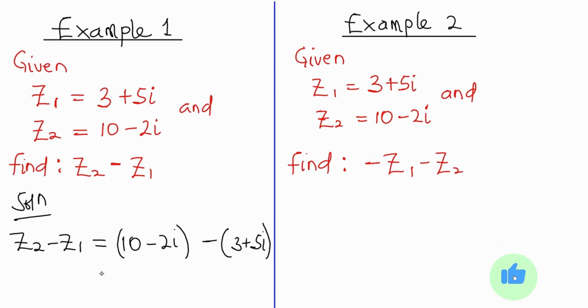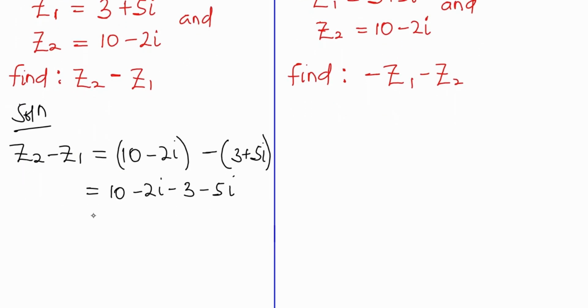Now the next step here is to expand by taking into consideration the minus. So this becomes minus 3 minus 5i. So when we expand this, we have that. Now we are going to group items. The real part first, that becomes 10 minus 3, and then the imaginary part, minus 2i minus 5i. What we have to do here is simplify, that becomes 7, and then we have minus 7i. And this becomes our solution to this question.